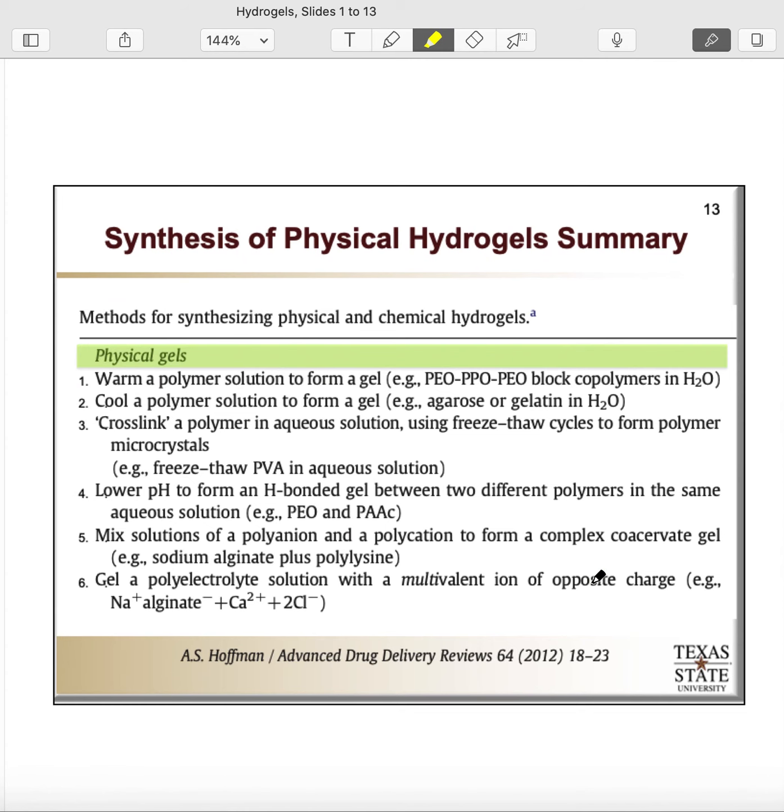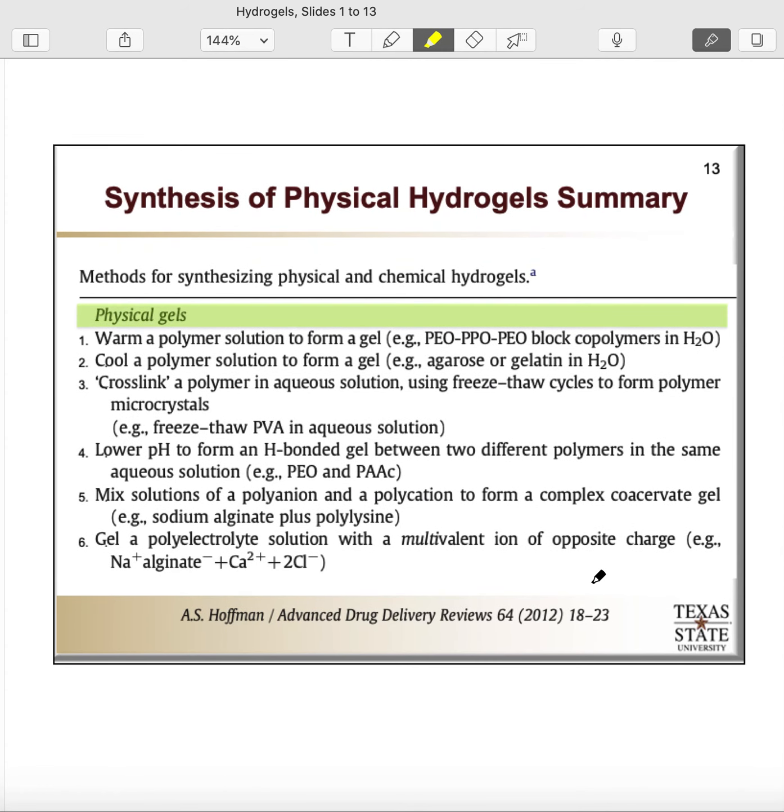All right, so this last slide that I wanted to talk about in this particular video is different methods that could be utilized for the synthesis of physical hydrogels. In this particular table, we're focusing on physical hydrogels. One of the methods is to warm a polymer solution in order to form a gel. So for example, in this particular case, you would be utilizing a polymer that has an LCST behavior, for example. Let me go ahead and put that here.